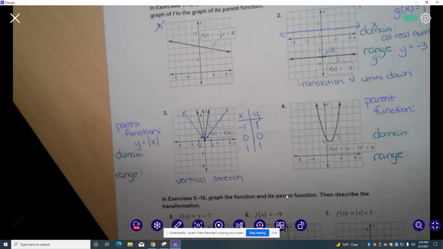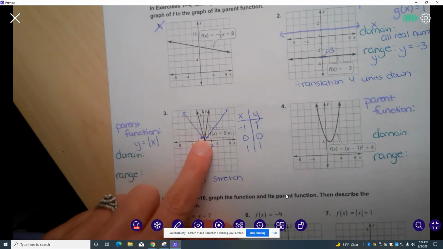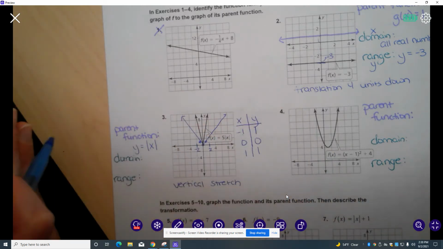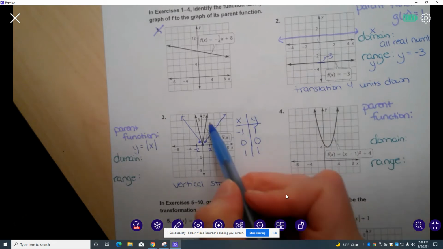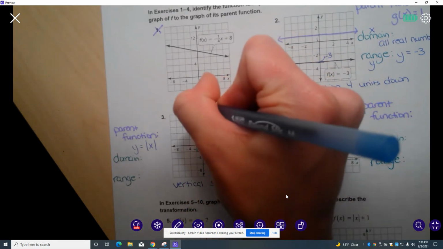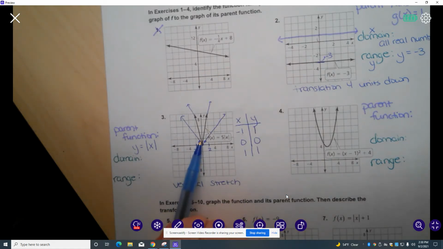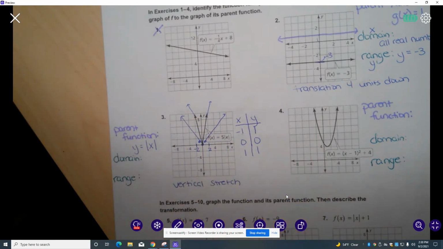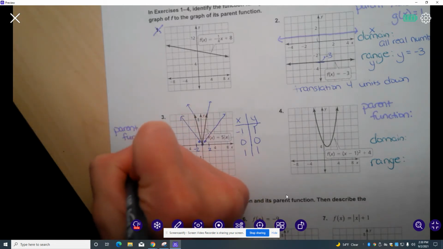Let's find the domain and range of this new function. So for the domain, we're interested in what are the x values of this function. So think left to right. How far to the right does it go? How far to the left does it go? This function here has arrows pointing, so it means it goes forever in that direction. It will continue to go forever in the right direction, and it will continue to go forever in the left direction. So it will hit all possible x values, all real numbers.